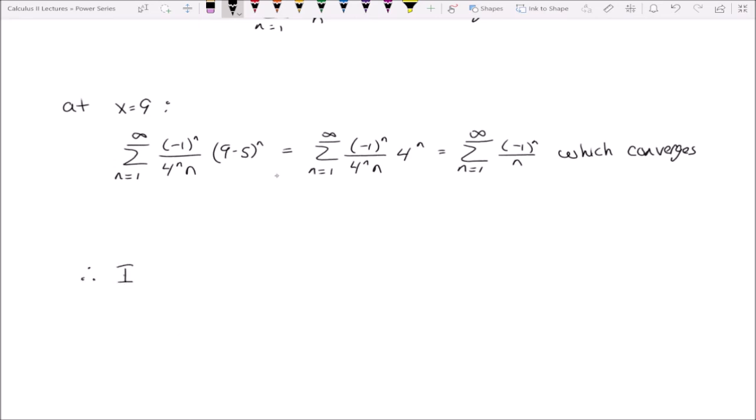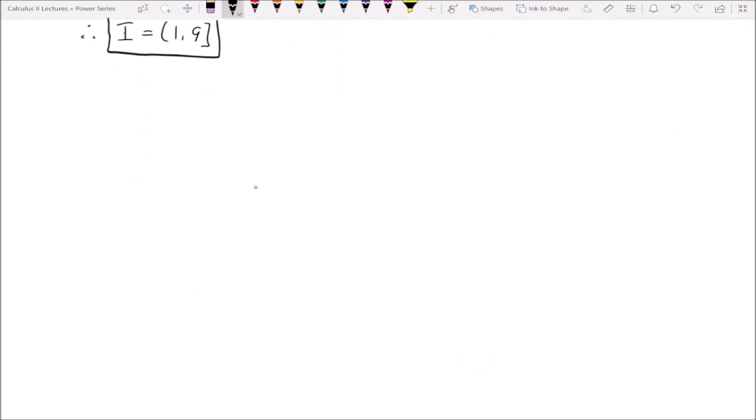Therefore, what we say is that the interval of convergence is 1 to 9, open at 1, closed at 9. Next, let's look at this power series.